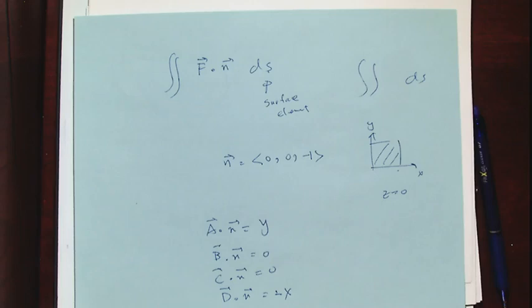Which one has positive flux? That's the one. 4, positive flux, negative z direction. I saw both of them negative. 4, 3, 2, 1. Are we done? 0. Still doesn't work.